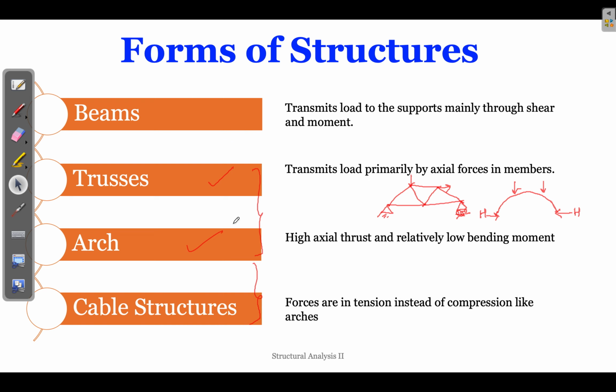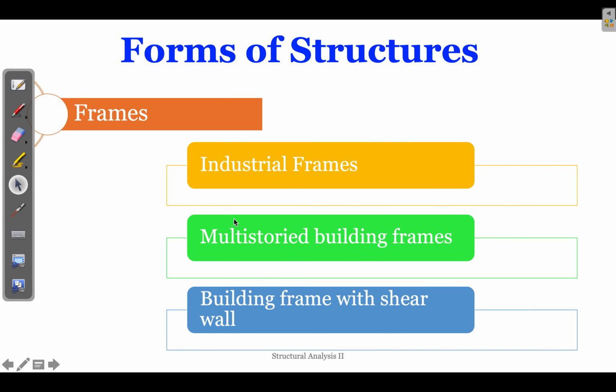Do you remember? Can you guess what the other types of structures are? So there are again frames. We see the frames, and there are also shell elements. Before we see those structures, let's see a few pictures of these. Before we move to the pictures, let's just see the types of frames. Frames are of three types, that is industrial frames, multi-story building frames, and building frames with shear wall.